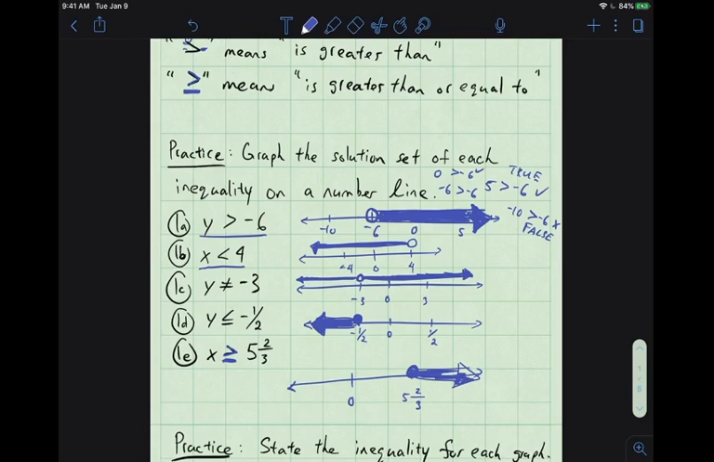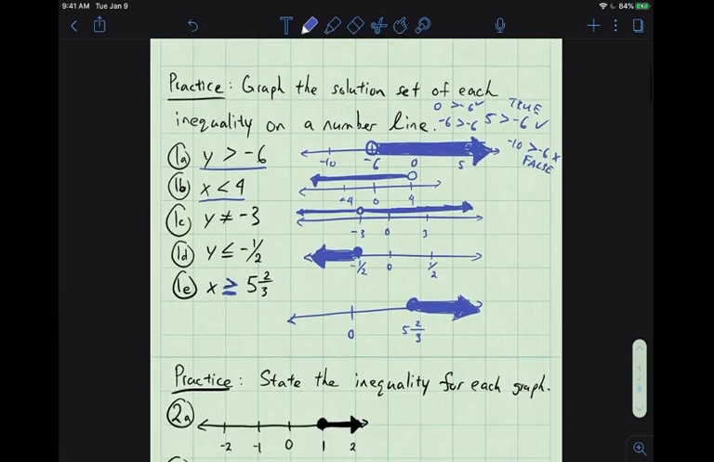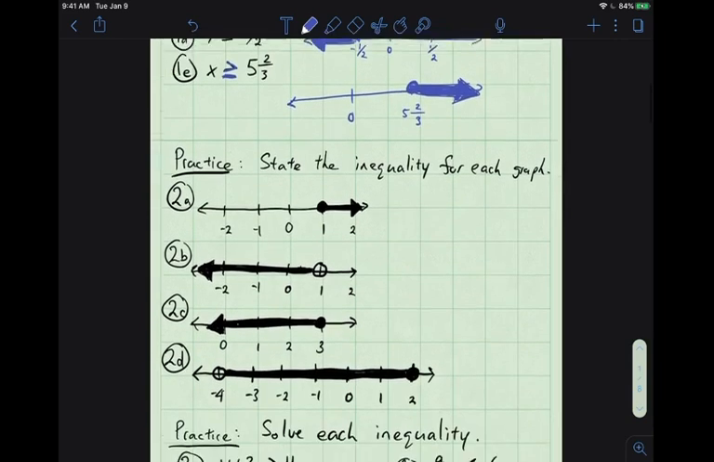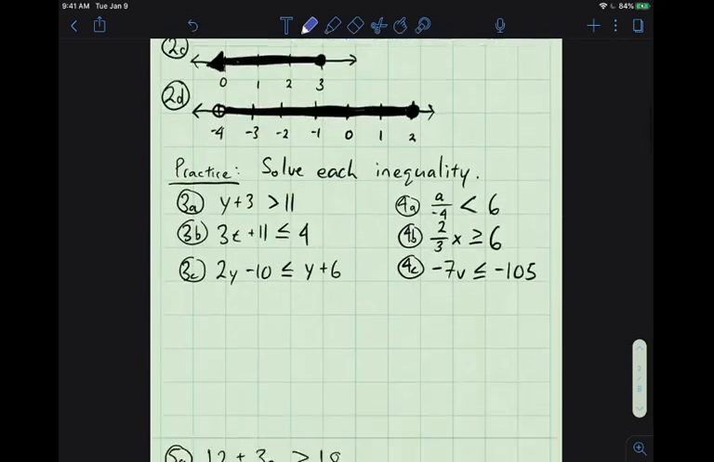Okay, not so bad. As we remind ourselves how the inequalities work, this is how we graph the solution set. We start off simple with just one variable, and then tomorrow we'll work with 2 variables and how to graph those, or solving one of those. Thursday. Alright, so those are your first 4.